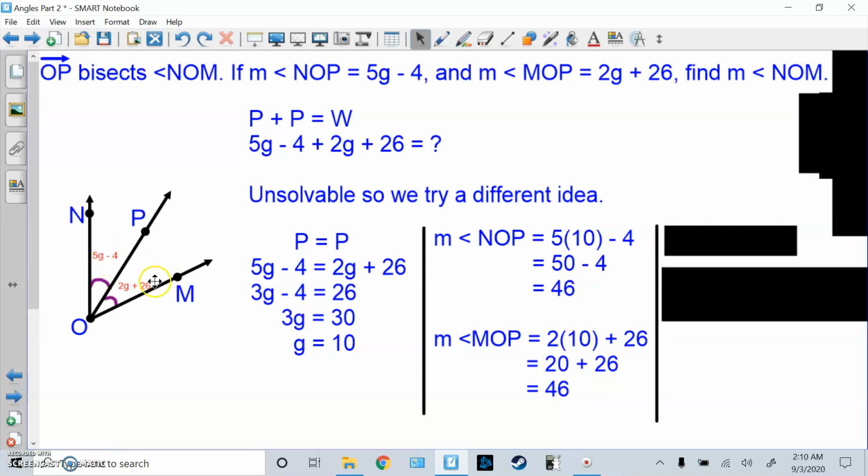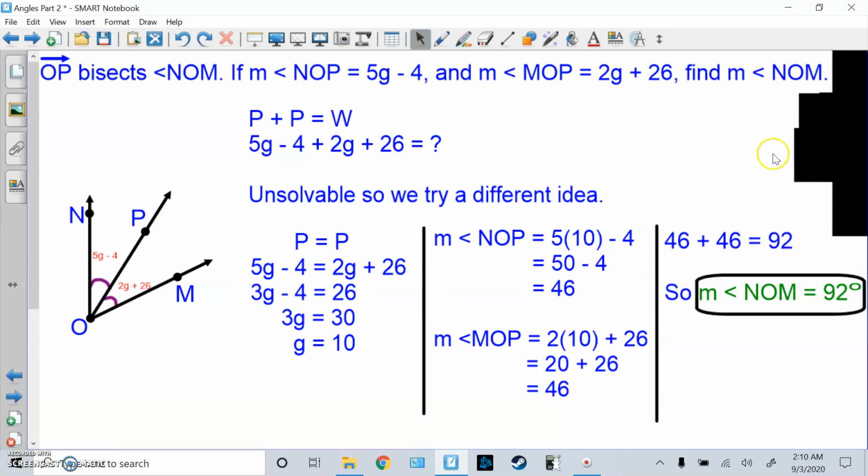But now I know this is 46 and this is 46, I can now add these two together to get the entire angle. So 46 plus 46 is 92. That is angle NOM.